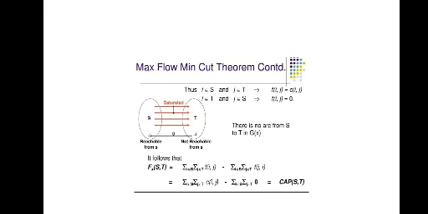Therefore, it follows that f(X)(S, T) is equal to summation i belongs to S, summation j belongs to T, c(i, j) minus summation i belongs to S, summation j belongs to T, 0, which is equal to cap(S, T). This was all about the max flow min cut theorem. Thank you.